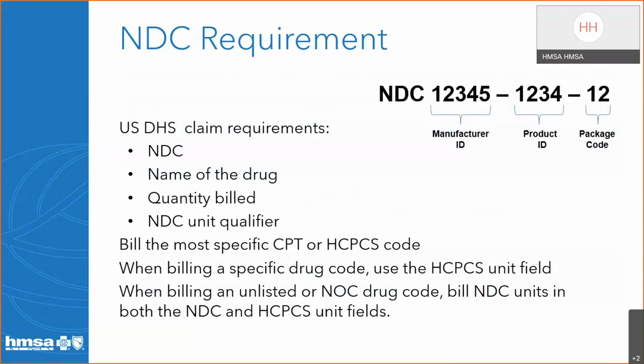The most specific HCPCS or CPT code for the drug should be billed. Compound drugs that do not include a drug approved by the U.S. Food and Drug Administration may be denied. When billing a specific CPT or HCPCS drug code, the CPT or HCPCS unit should be billed in the HCPCS unit field. When billing an unlisted or not otherwise classified drug code, such as J3490, J3590, or J9999, or any other miscellaneous code, the NDC unit should be billed in both the NDC and HCPCS units fields.